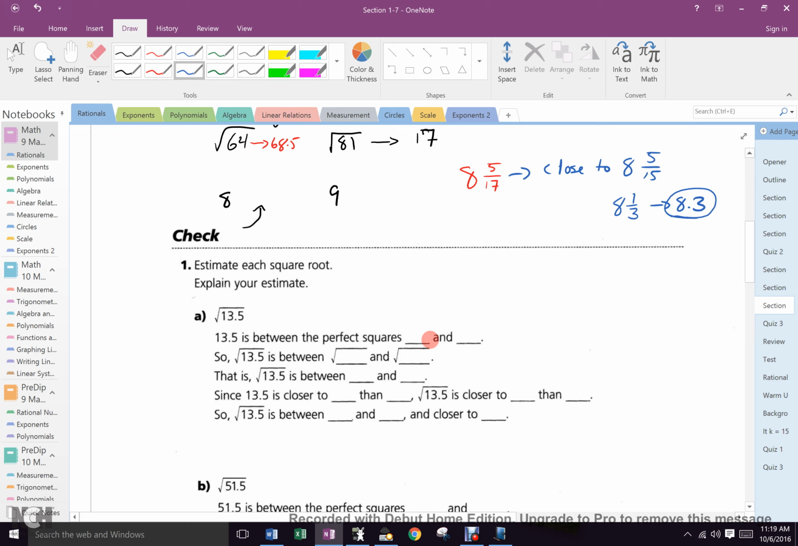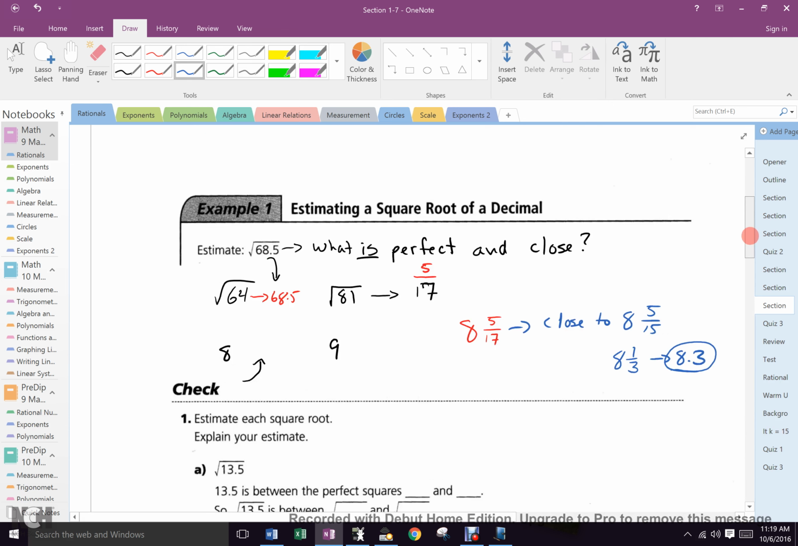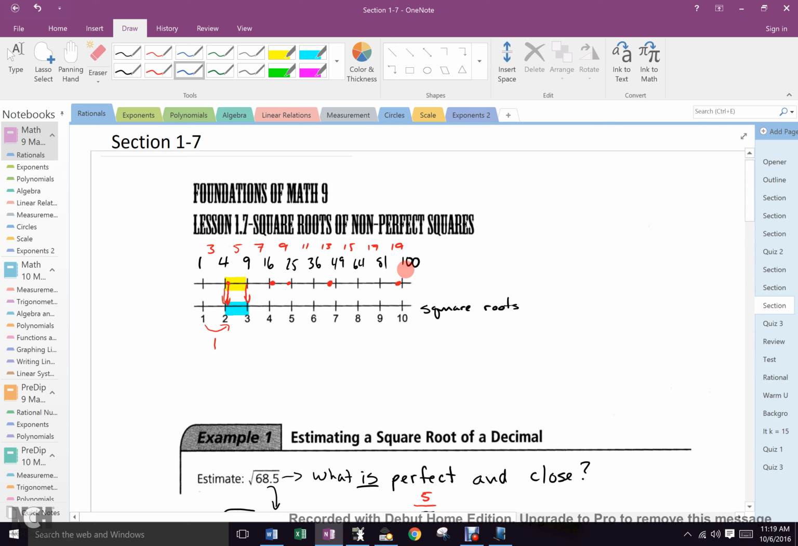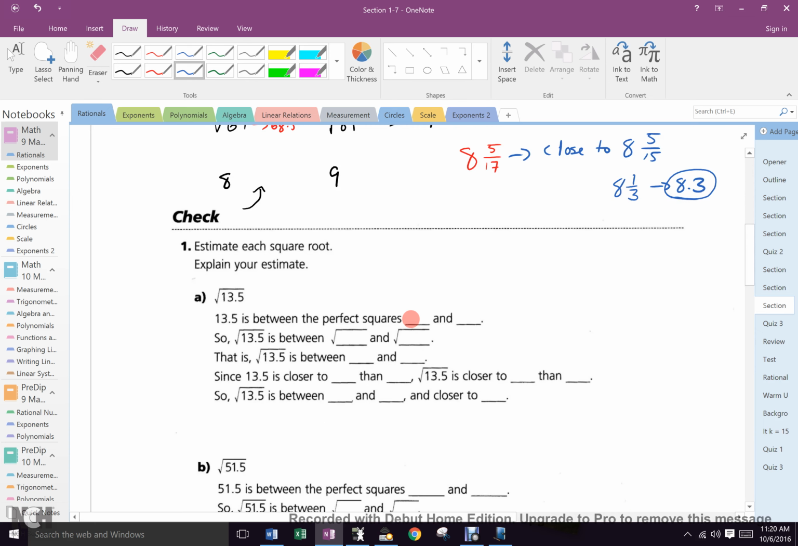What's 13.5 between? Look on your list. You just made it. I know it was a long time ago. Where does 13.5 fit here? Between 9 and 16. So 13.5 is between 9 and 16. That means the square root must be between the square root of 9 and 16, correct? What's the square root of 9? 3. What's the square root of 16?